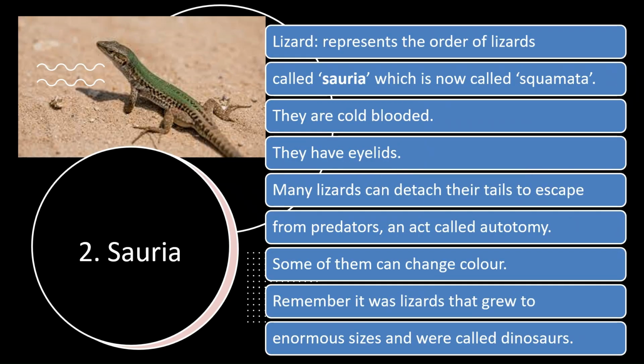Sauria. Lizard represents the order of lizards called Sauria, which is now called Squamata. They are cold-blooded. They have eyelids. Many lizards can detach their tails to escape from predators, an act called autotomy. Some of them can change color. Remember, it was lizards that grew to enormous sizes and were called dinosaurs.